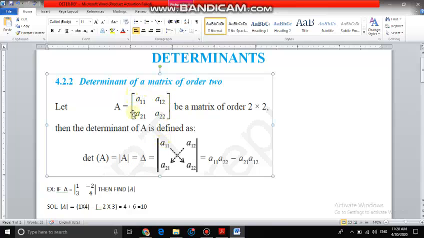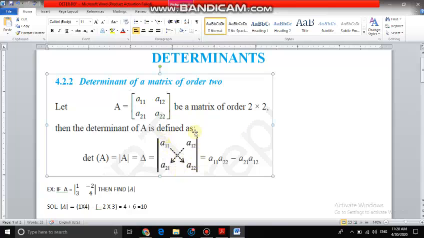As we know, a matrix is represented in closed brackets, but the determinant of a matrix is represented in bars. So that's how you can differentiate whether a matrix is given or the determinant of the matrix is given. Okay, so how do you find it?